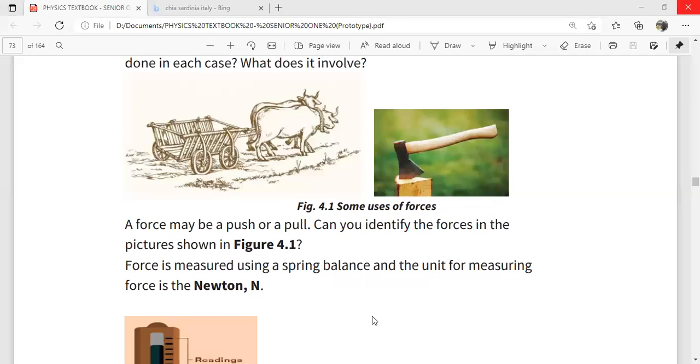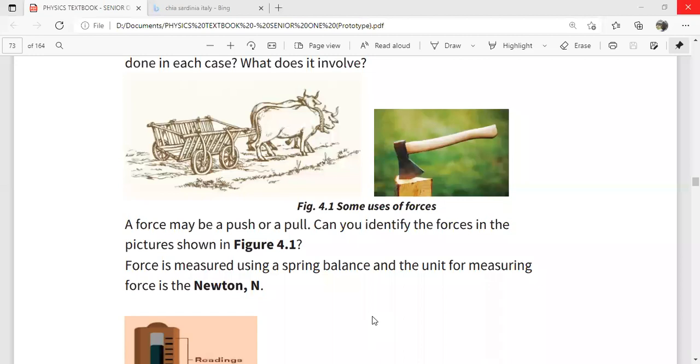And what is the instrument that is used to measure a force? Spring balance. Is that okay? So we measure forces using a spring balance. I hope you remember what a spring balance looks like. Yes. They have also given you the SI unit of a force.